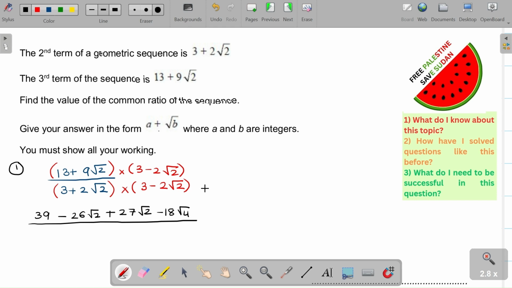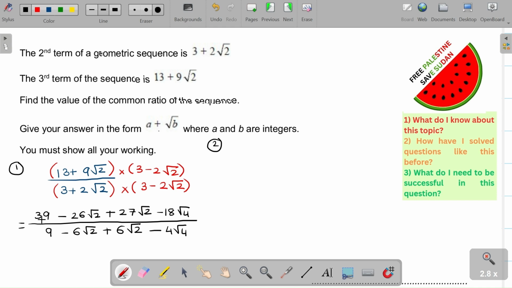Okay, now I'm going to expand the denominator. 3 times 3 is 9. 3 times minus 2 root 2 is minus 6 root 2. 2 root 2 times 3 is positive 6 root 2. And 2 root 2 times minus 2 root 2, positive times negative is negative, negative 4 root 4. Okay, I'm going to carry on number 2 over here.